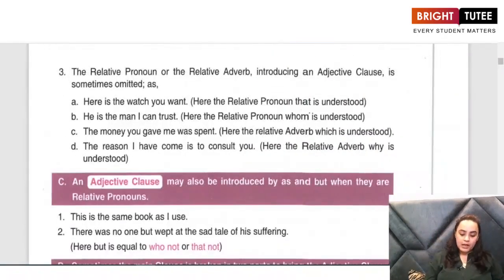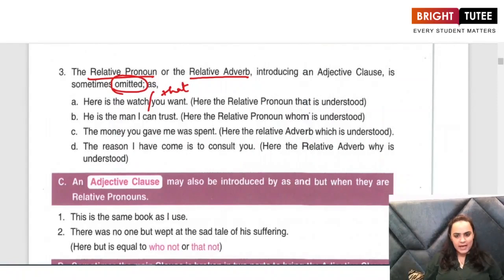Now, there are a few sentences in which the relative pronoun or the relative adverb which introduces my adjective clause is omitted. For example, here is the watch you wanted. What do you think is missing? Here is the watch that you want. That relative pronoun should have been there. But even if I don't write that, I think it is clearly understood that here is the watch you want.